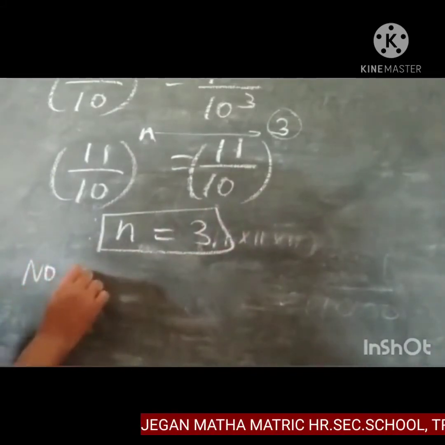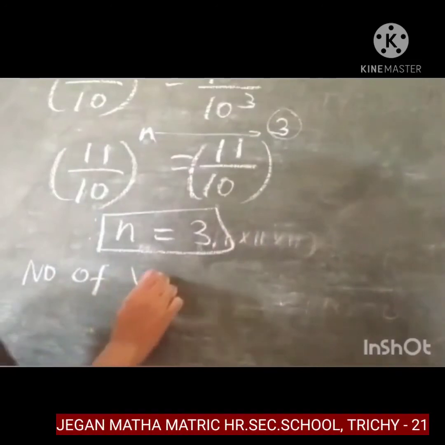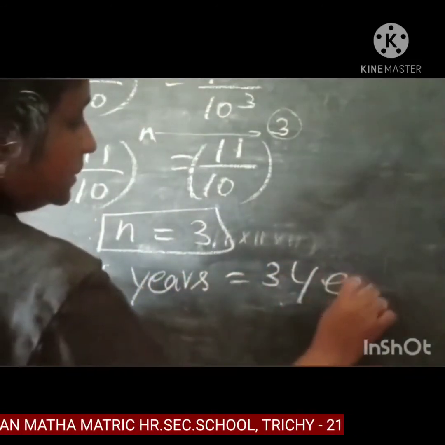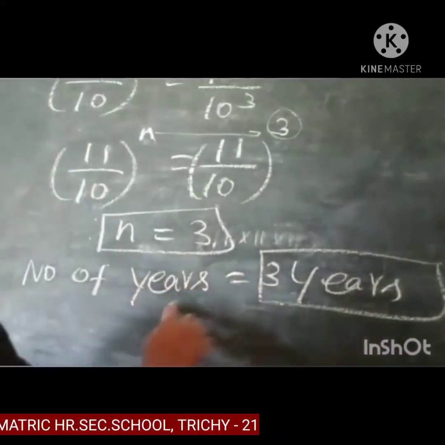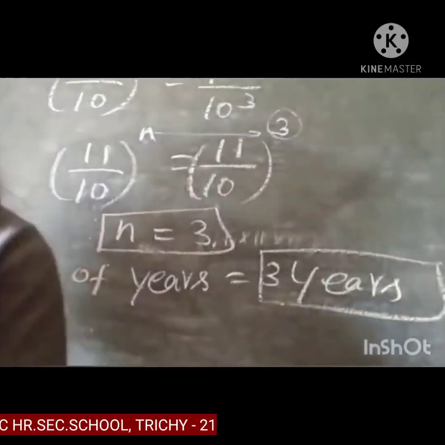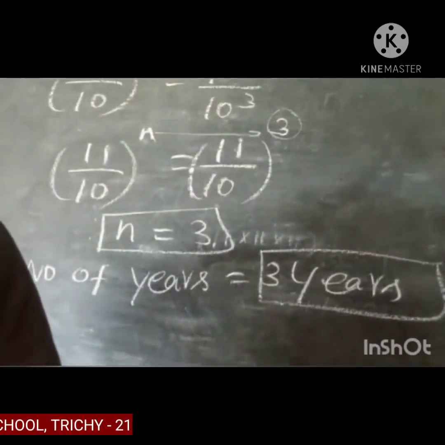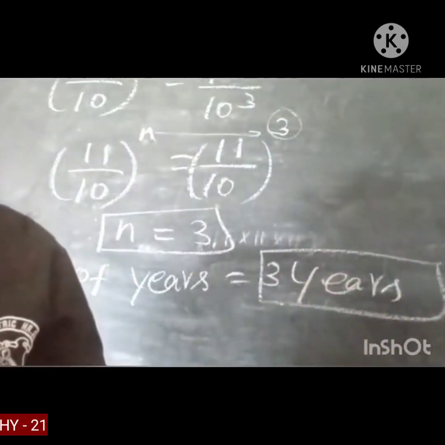Number of years, that is what the question asks. What is the time? Time only is asked. So the number of years equals 3 years. That is the final answer. Is it clear? The number of years is 3 years. That is the question: at what time will the sum amount to this? So you have to find out the value of n, the number of years. Is it clear?